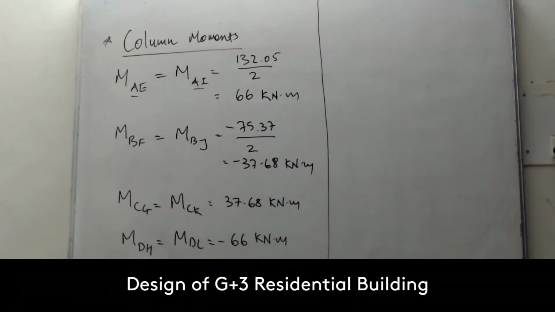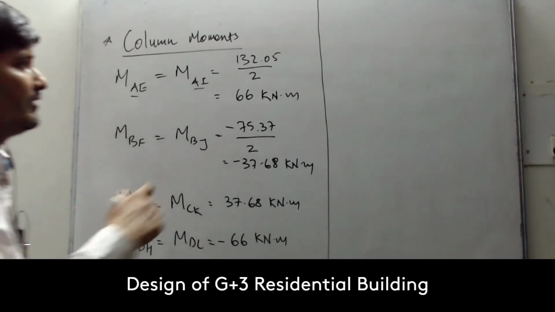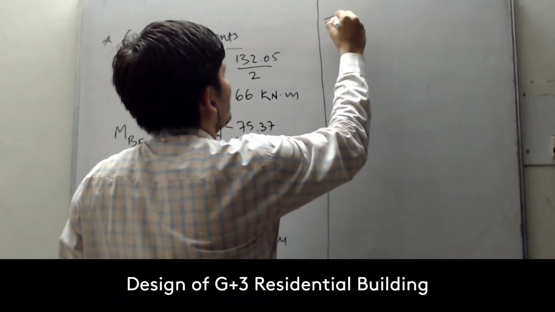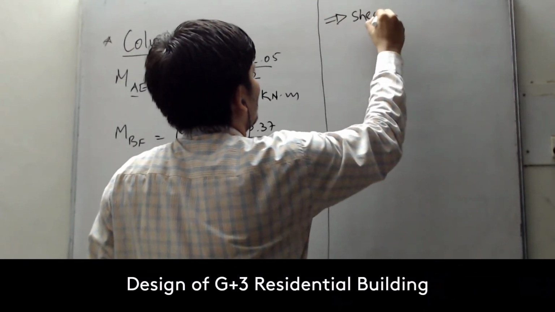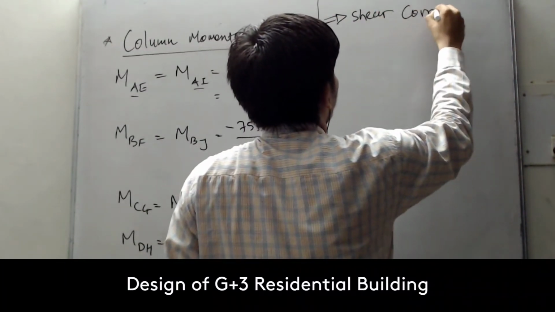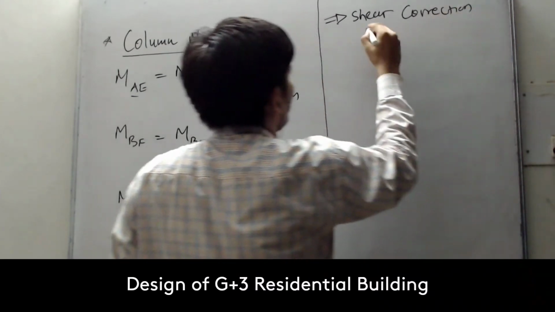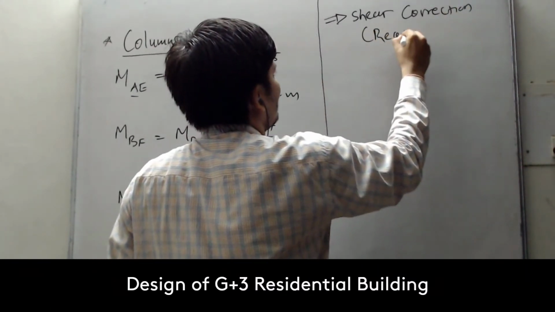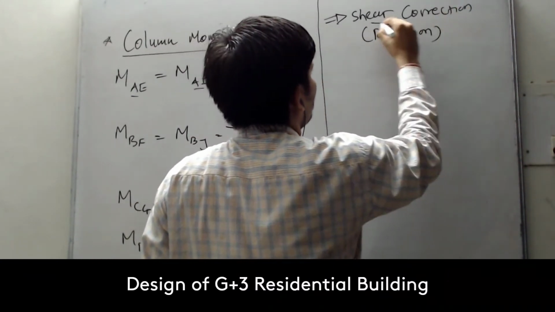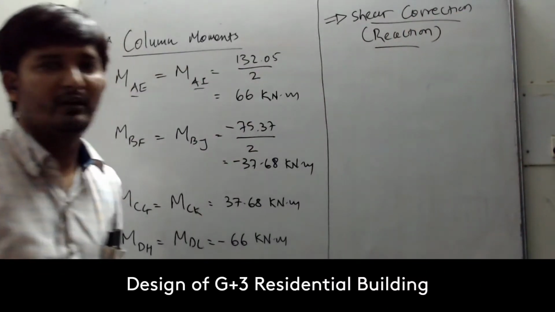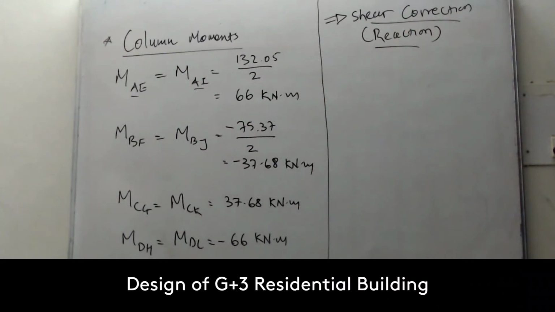After this, next we need to apply some shear corrections. This is for reactions. Next is shear correction, or you can write it as reaction also. So there is a standard formula for that. Shear is equal to free shear plus or minus net moment divided by span.